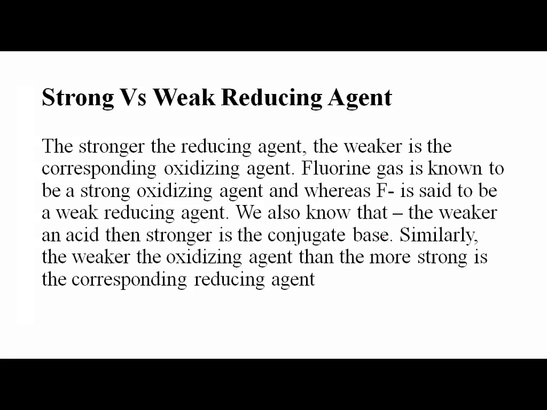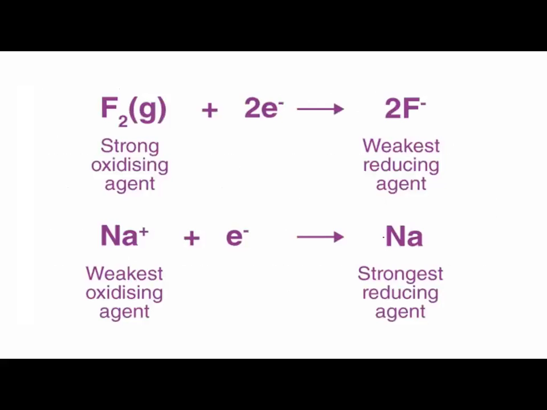We also know that the weaker the acid, the stronger is the conjugate base. Similarly, the weaker the oxidizing agent, the stronger is the corresponding reducing agent. So fluorine is a strong oxidizing agent, but F minus becomes a weak reducing agent. It's like a conjugate acid-base pair. You can see here.